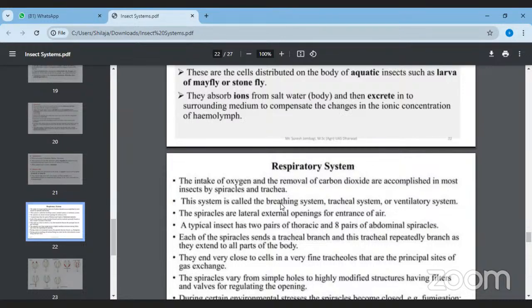Respiratory pigments: the hemolymph does not generally function as an oxygen carrier, but in some, like bloodworms, the chironomid larvae, the hemolymph acts to some extent as a carrier. The pigment present in them is hemoglobin, which acts as a respiratory pigment.